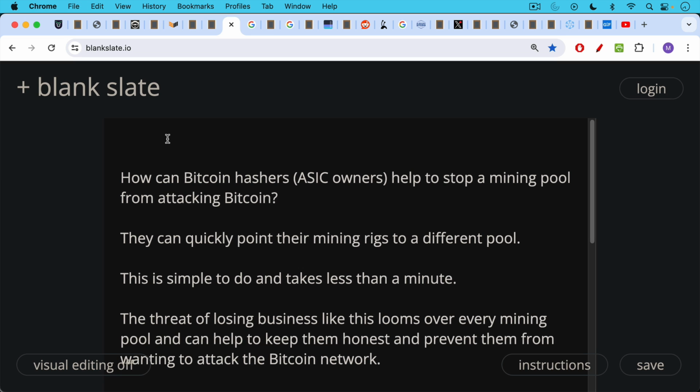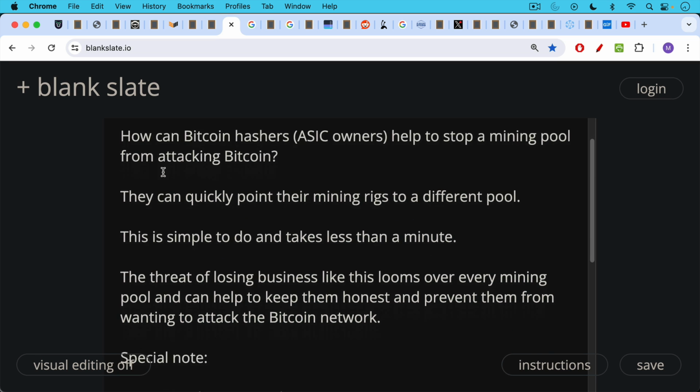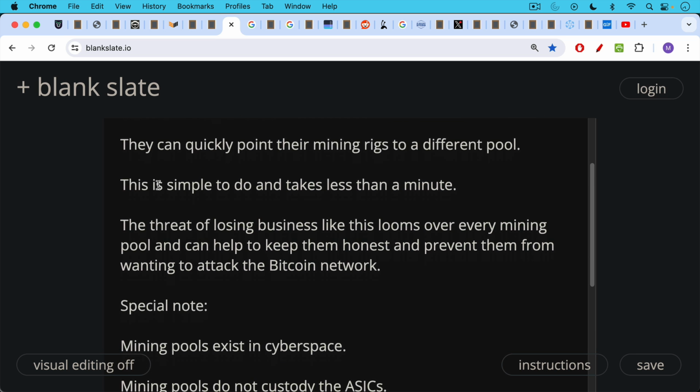Well, what ASIC owners can do is they can quickly point their mining rigs to a different mining pool. This is very simple to do. It just takes less than a minute. And the threat of losing business like this looms over every mining pool and can help to keep them honest and prevent them from wanting to attack the Bitcoin network.